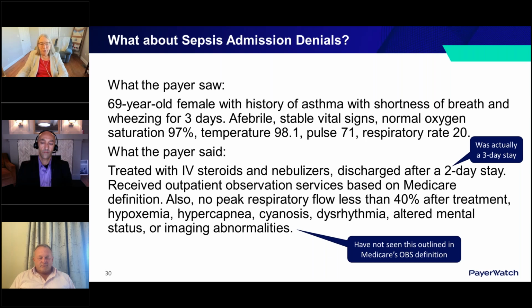Also, there was no peak respiratory flow less than 40%, no hypoxemia, no hypercapnia, cyanosis, dysrhythmia, altered mental status, or imaging abnormalities. So I don't know about you, but I've never seen that outlined in Medicare's observation definition, that they have to have all of that in order to be in observation. So obviously they're using some kind of screening criteria. They're not using Medicare definitions of inpatient.